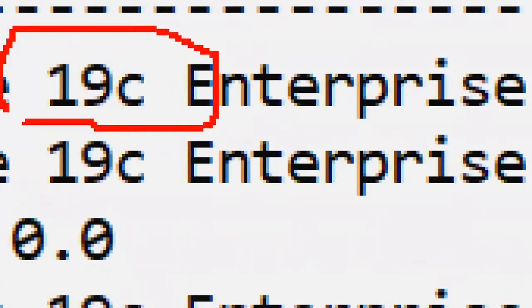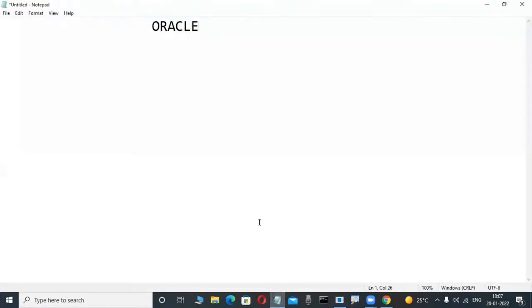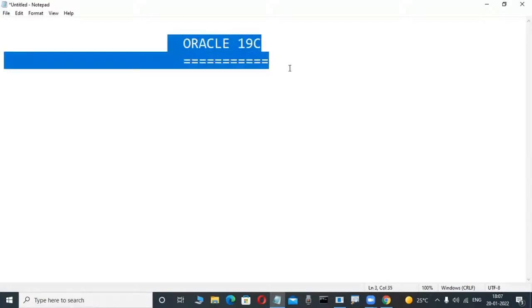C means cloud technology, cloud computing. In the olden days, grid computing was there. Now cloud. What is cloud and all these things, we understand. Now this is Oracle 19C. 19C means cloud technology. Observe it here. This is the latest version we are learning in our class.